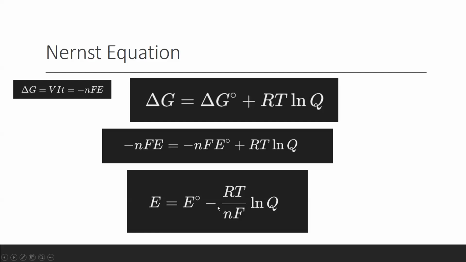Sometimes it's also written with a 2.303 here, which converts the natural logarithm to log base 10. So the E, measured as a voltage in volts, can be predicted from the relative concentrations of each ion in solution. So if you know the potential under standard conditions, and you know the concentration, let's say, of one of your solutions, then you can calculate the concentration of another solution. I hope that makes some sense.